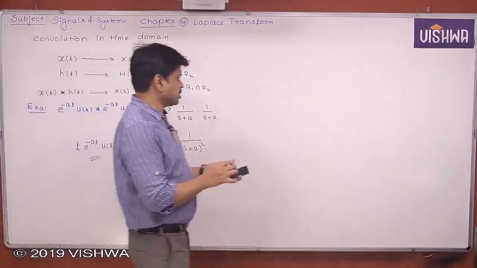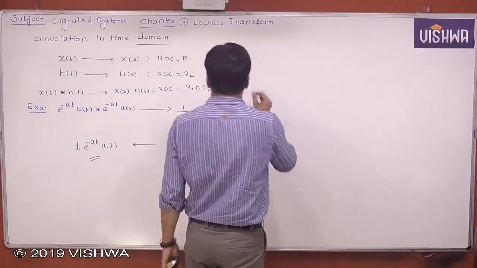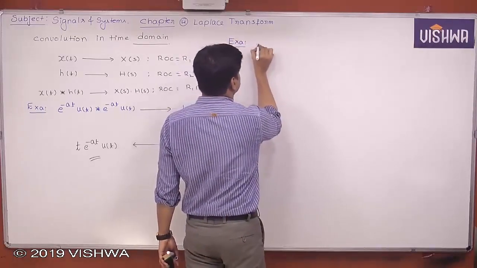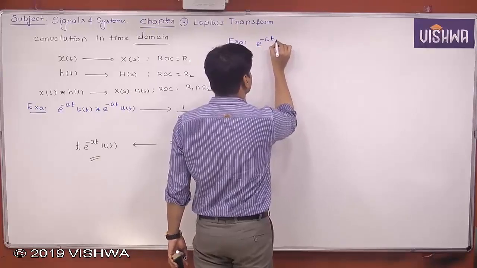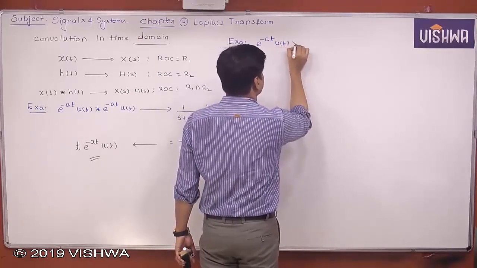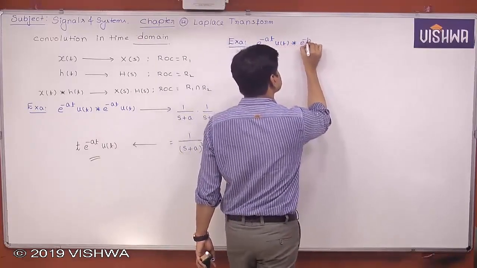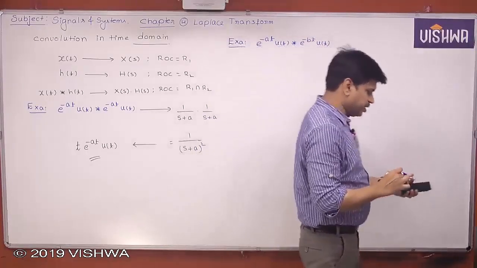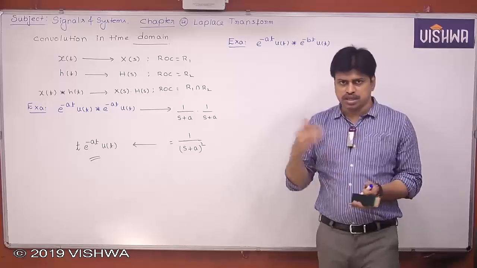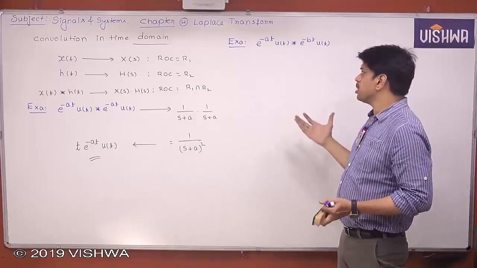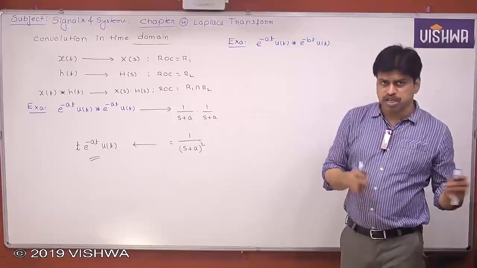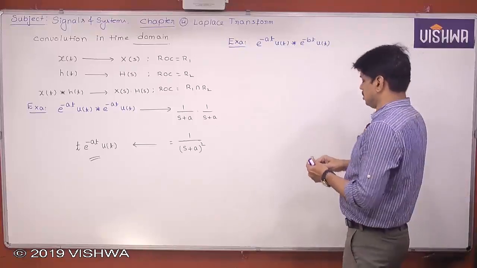Let's take one more example. e power minus at u of t convolved with e power minus bt u of t. This is calculated from the integration method in the convolution, but this is going to be much simpler in the s domain. Why? Convolution becomes multiplication. Let's see how simple it is going to be.